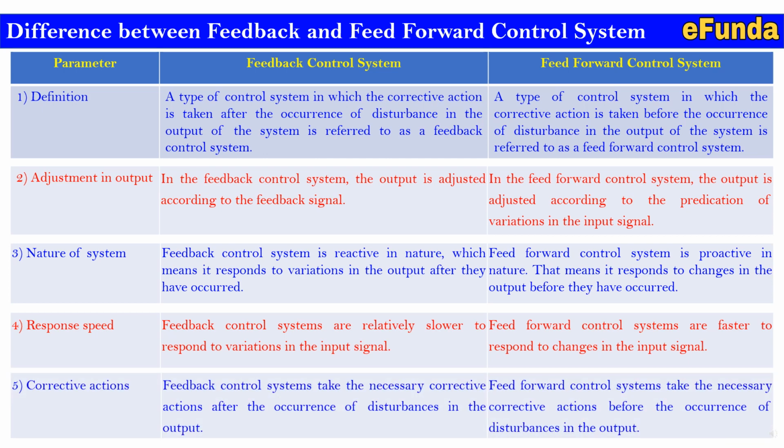Fifth, corrective action. Feedback control system takes necessary corrective actions after the occurrence of the disturbance in the output, whereas the feed forward control system takes necessary corrective action before the occurrence of the disturbances in the output.